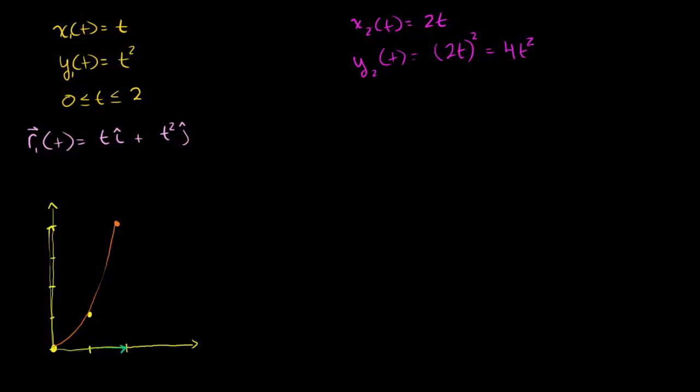And then for my second parameterization, instead of going from t equals 0 to 2, t goes from 0 to 1. But we're going to see that we're going to cover the exact same path.